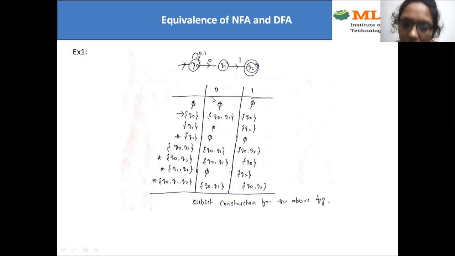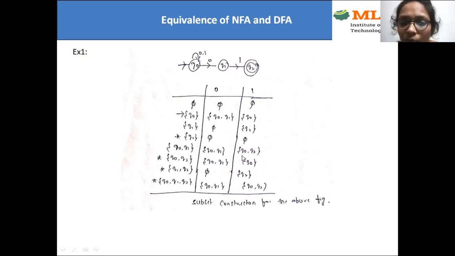So Q0 on 0, union, Q1 on 0. What is Q0 on 0? Q0 on 0 is Q0, Q1, union Q1 on 0. Q1 on 0 is not going anywhere. So Q0, Q1 union phi will give you again Q0, Q1 only. Same thing, Q0, Q1 on 1. Again, we need to take the union here. Q0 on 1 goes to Q0. Q1 on 1 goes to Q2. So the union of these two will become Q0, Q2.